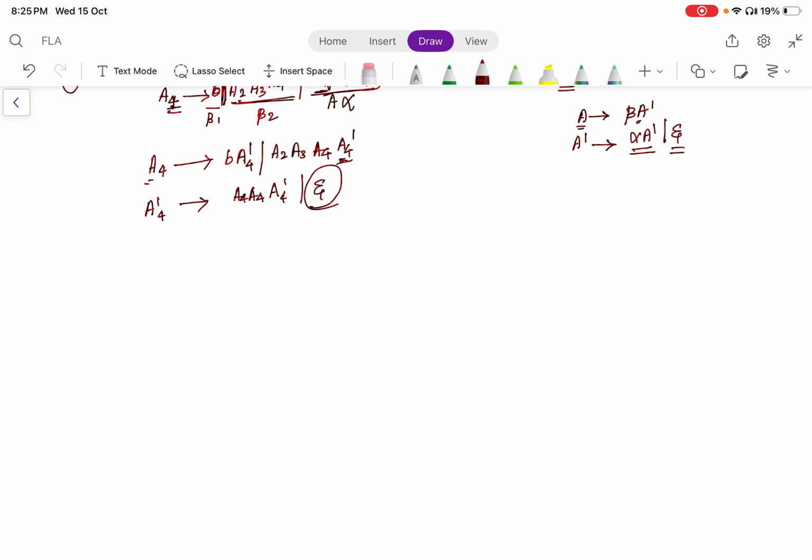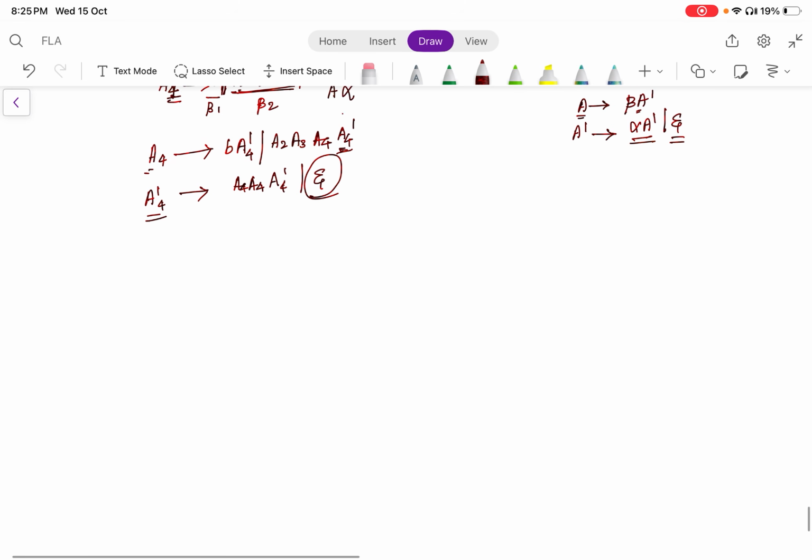How would you remove it? Wherever you find A dash 4, substitute epsilon there. So first you have A4 dash here, right? So A4 tends to, in addition to the original production, here also you have, no? So in addition to the original production, you will have new productions where you have substituted A4. So that can be B. Here I am substituting epsilon. Here also I am substituting epsilon. B or B A.